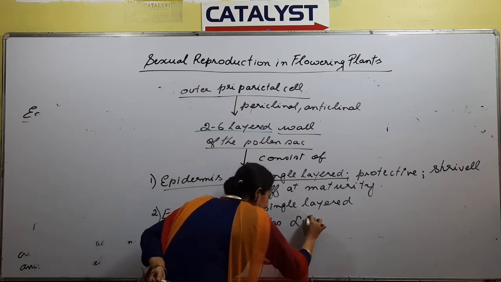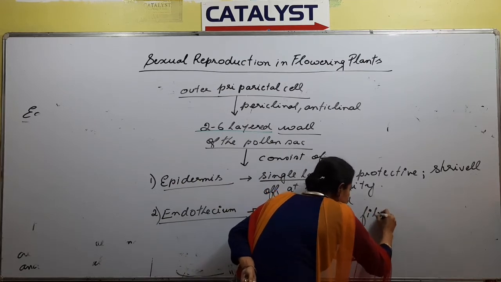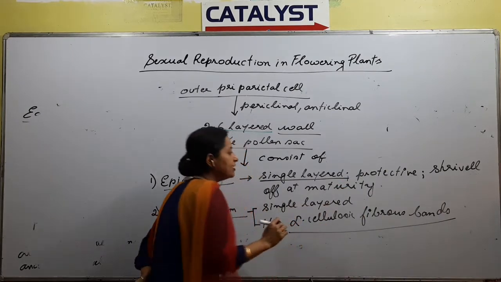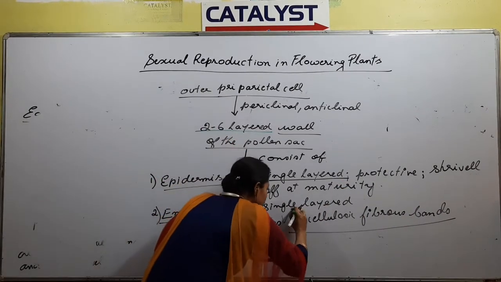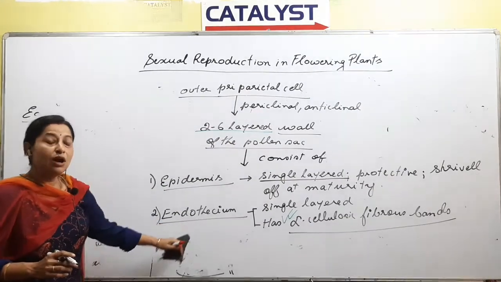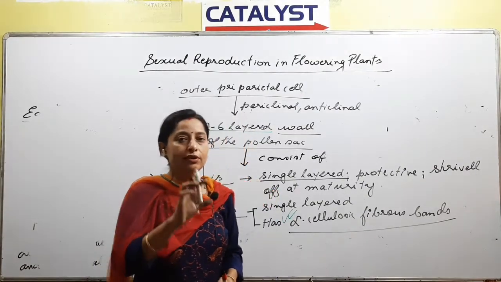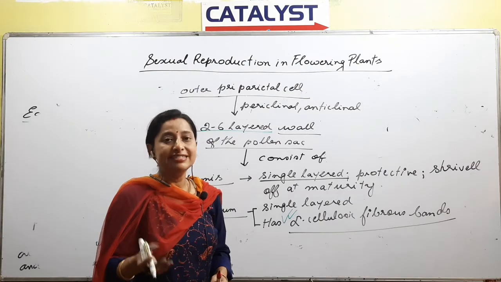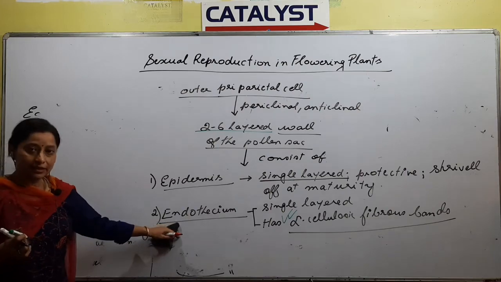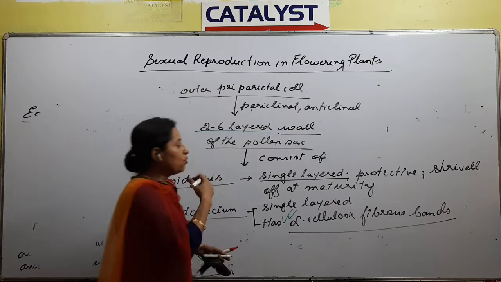alpha cellulosic fibrous bands. An important question is in which tissue or layer we will see the alpha cellulosic fibrous bands. We will see them in the endothecium. What is the endothecium? It is the second layer of the pollen wall, right? The pollen wall is a many layered structure. In that wall, one layer is named the endothecium, and in the endothecium we find alpha cellulosic fibrous bands. Now what is the function?